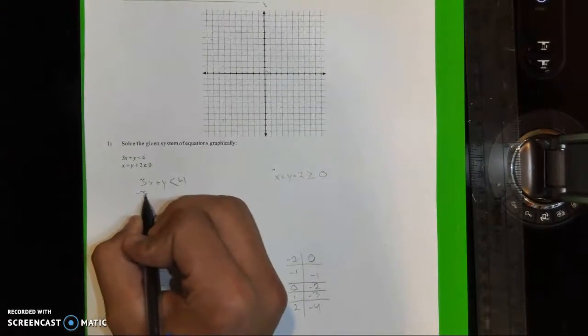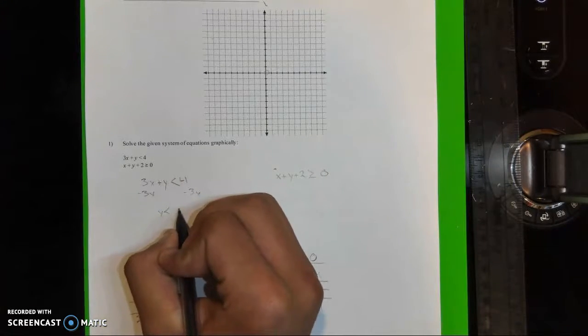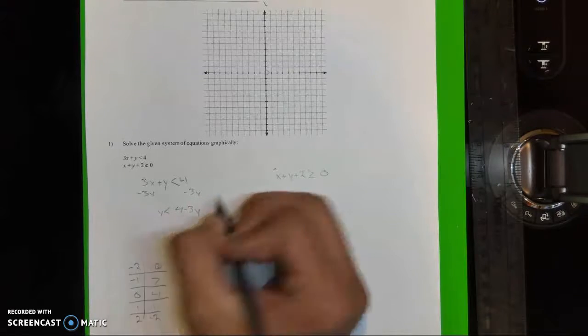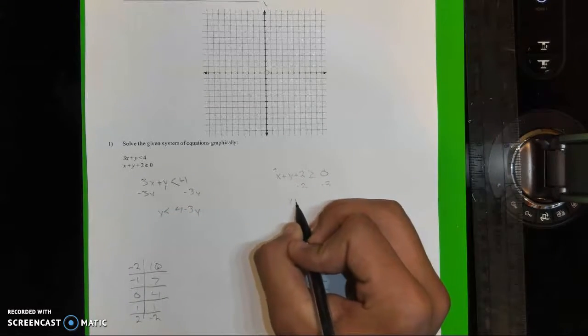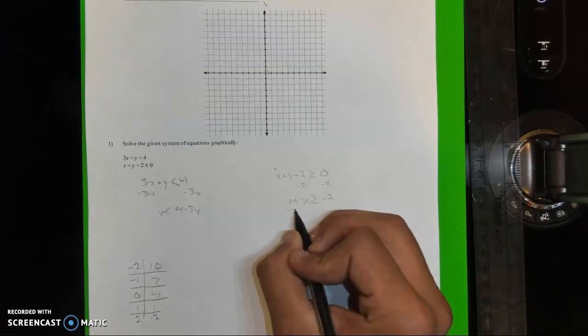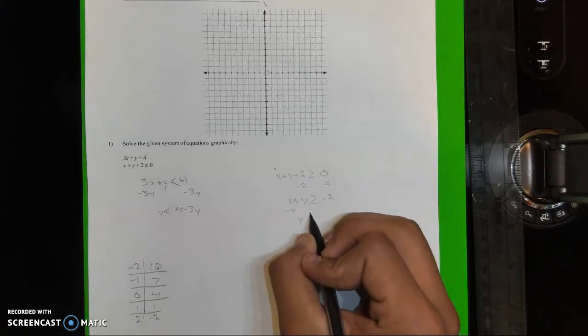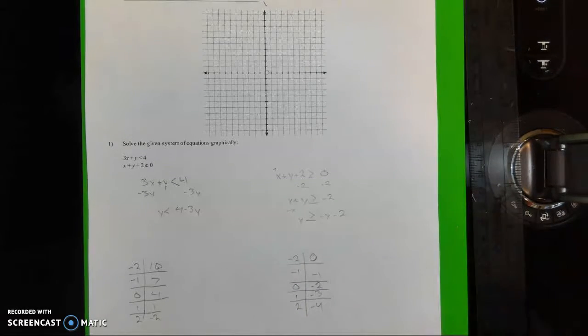So for this one you're going to bring over the 3x. So you get y is less than 4 minus 3x. And then for this one you've got to bring over the 2 first. So you have x plus y is greater than or equal to negative 2. Then you bring over the x. So you have y is greater than or equal to negative x minus 2.